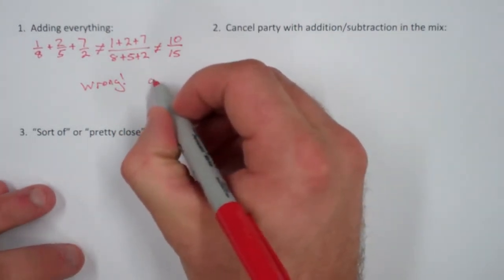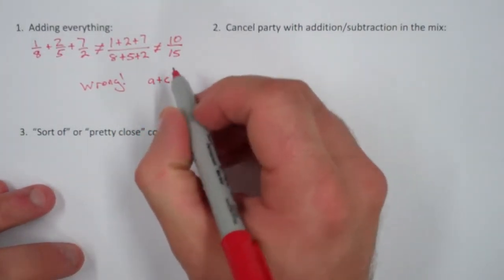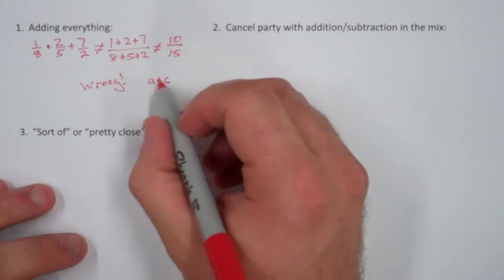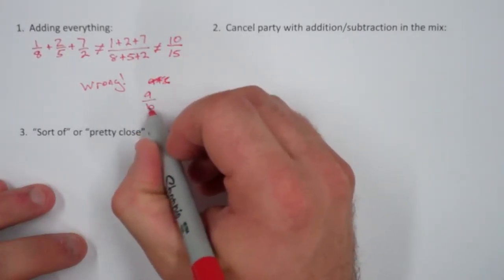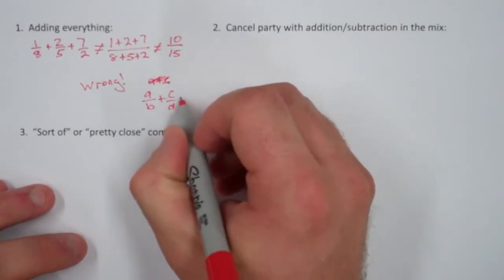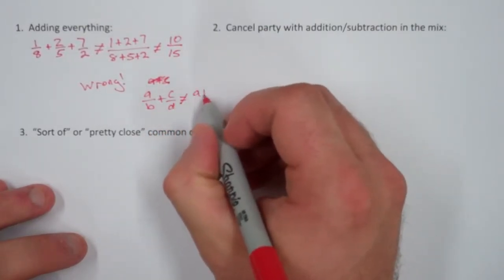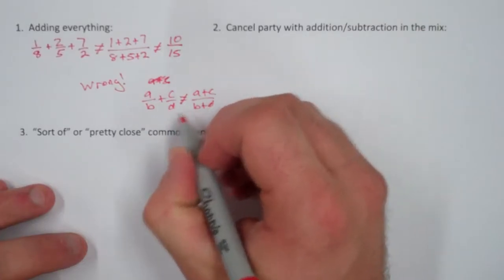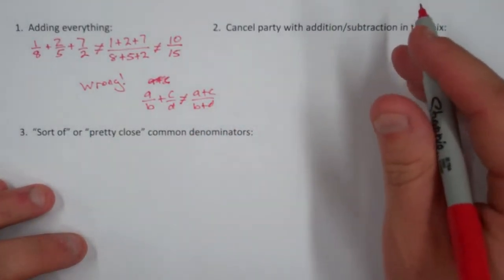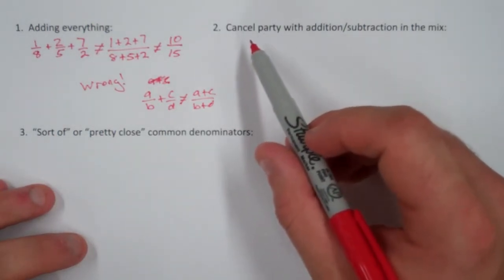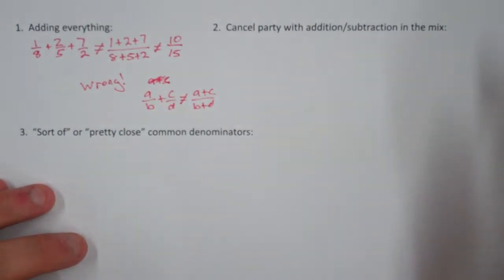So if we do this with a little bit more of an algebraic sense, well, let's scratch that off. Let's make this a over b plus c over d is not equal to a plus c over b plus d. You got to have a common denominator here, like we talked about in the past video. A lot of students love this. They love to have a cancel party when there's addition or subtraction in the problem.